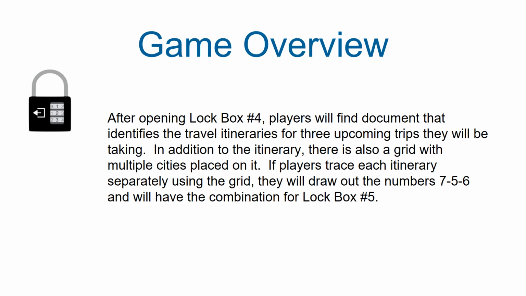Now, after opening the 4th lockbox, players will find a document that identifies the travel itineraries for 3 upcoming trips they'll be taking. In addition to the itinerary, there's also a grid with multiple cities placed on it. If players trace the itinerary separately using the grid, they will draw out the numbers 7, 5, 6, and will have the combination for lockbox number 5.